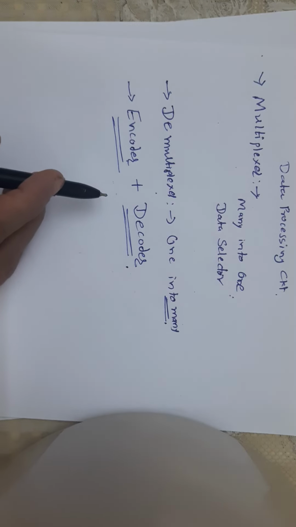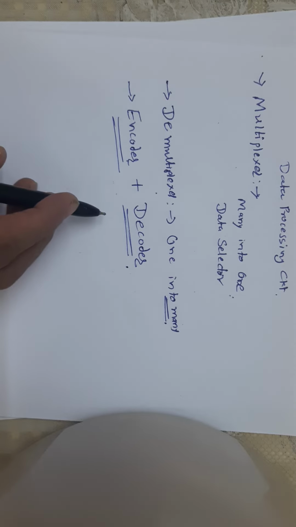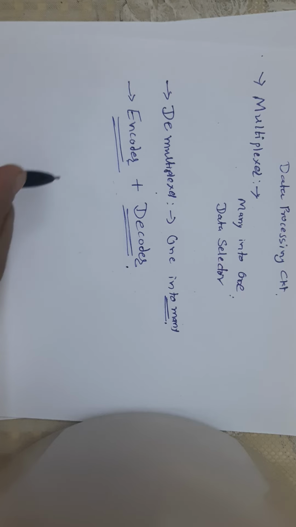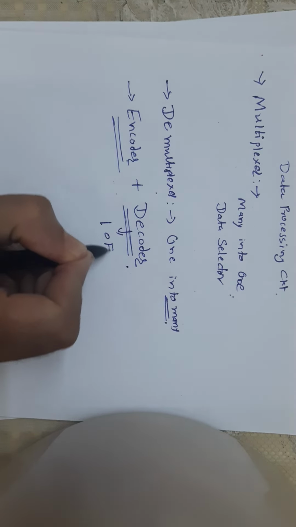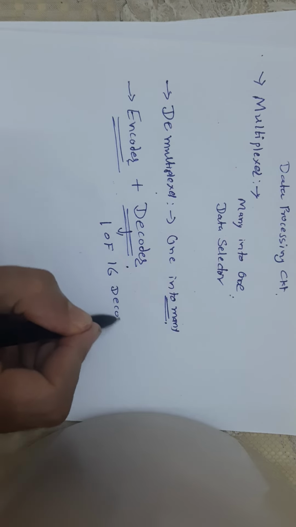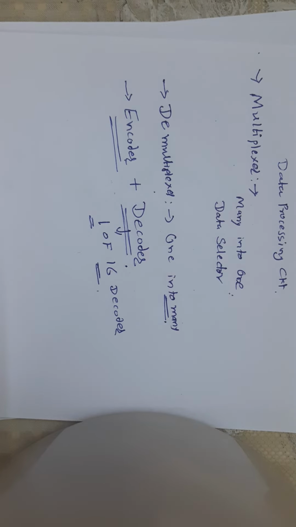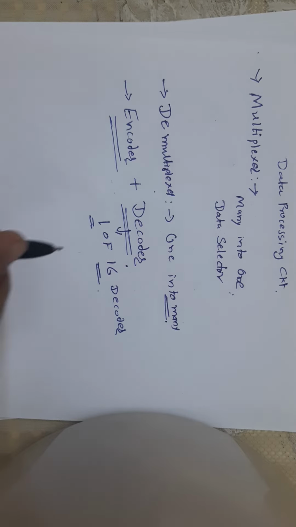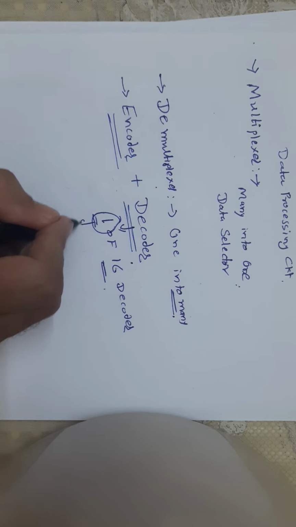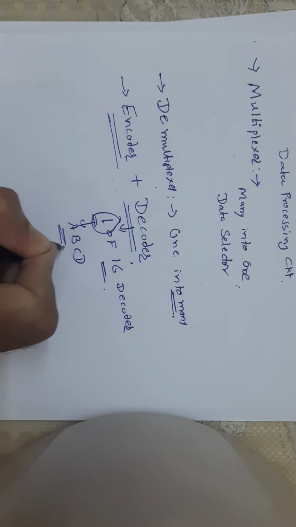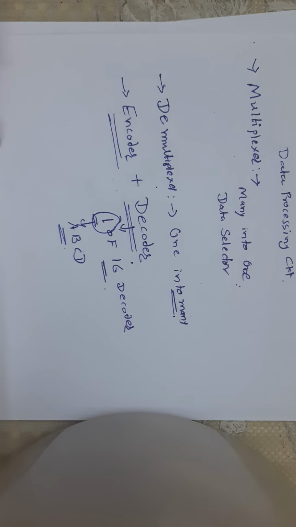Now, this is our 6th or 7th lecture: the decoder. It is also called a 1 of 16 decoder: 1 input, 16 outputs. A decoder is similar to a demultiplexer with one exception: there is no data input line. The only inputs are the control bits A, B, C, D, and the output depends upon A, B, C, D.